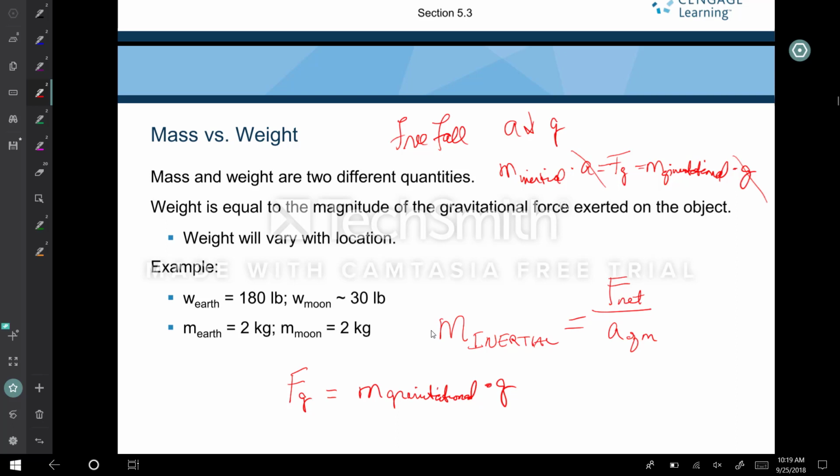The first one describes the opposition to motion changes. The second one describes the strength of the force of gravity, of attraction between objects. Those are 2 entirely different things. And yet, the mass that's inertial is equal to the mass that's gravitational. Well, in theory, what I just set up was theoretically I kept them different, but this result says they're the same thing.